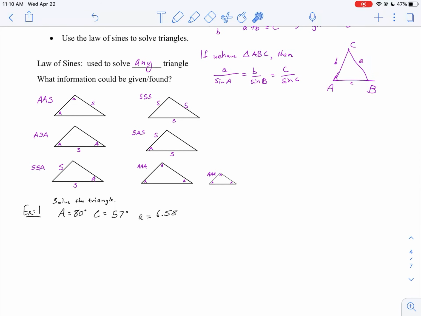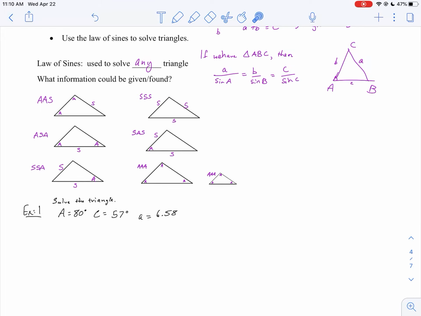Here's some different information that you can have for a triangle. You could have two angles and then the side after them. You could have an angle with a side in between and an angle. You could also have a side and then an angle. You could have three sides. You could have a side, angle, side. Or you could just be given three angles.